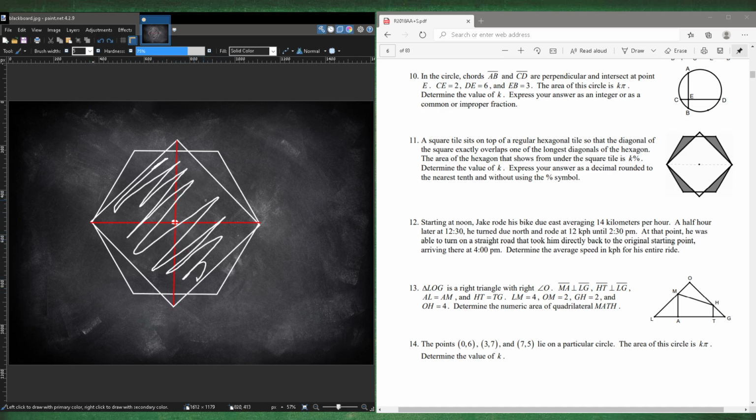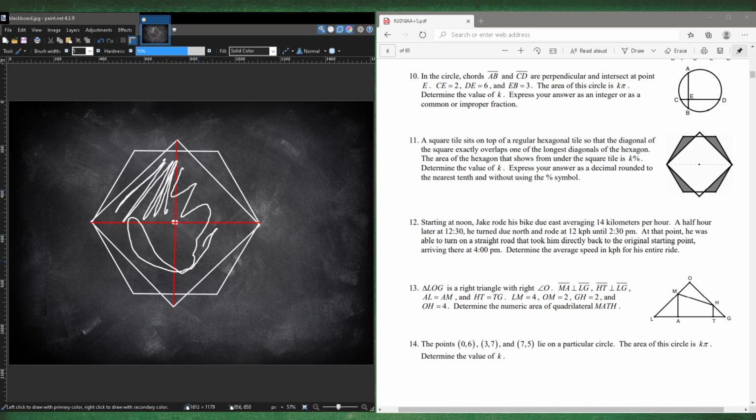So we need to get the area of this section that's overlapping between the square and the hexagon. First we need to get the area of this small triangle. We're going to get the area of this triangle, subtracted by the area of this small triangle, so we can get the area of this section, multiply by 4, so we can get all these areas. And then we have the hexagon subtracted by that area to get those shaded. So that's going to be our game plan.